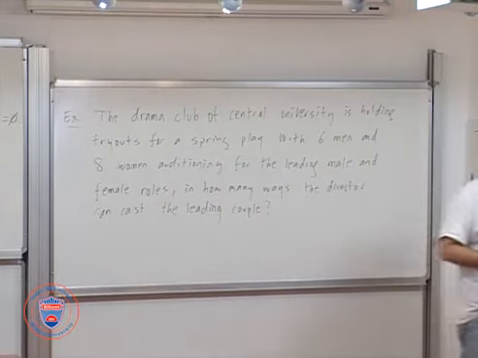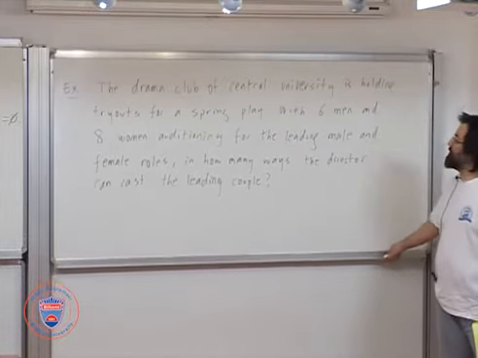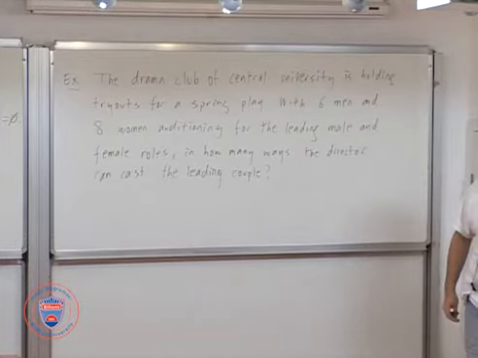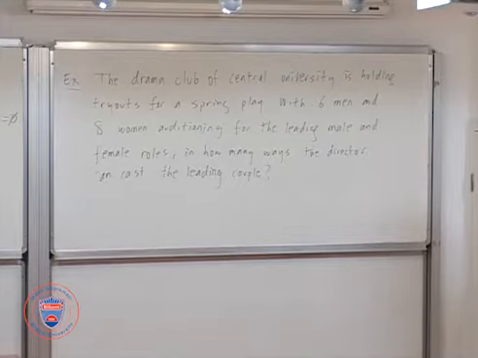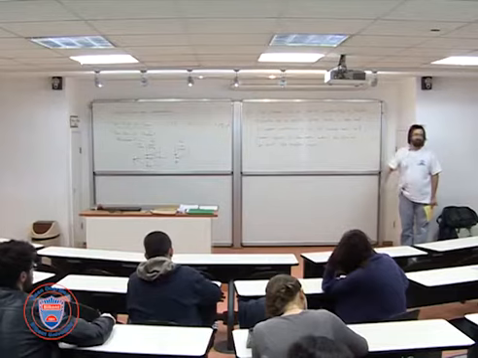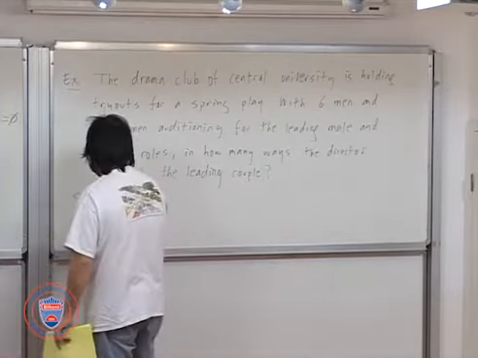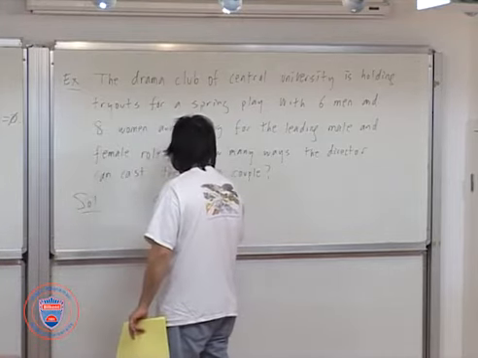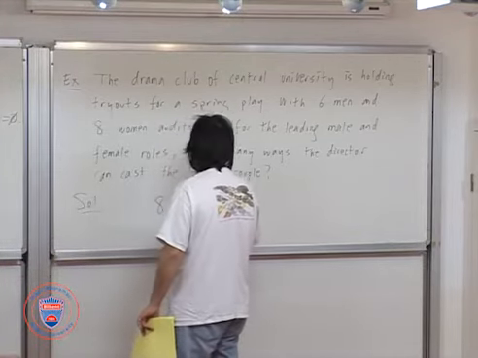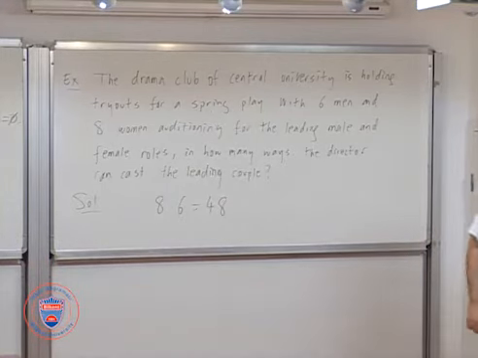So we have 6 men and 8 women, and we need to choose a leading couple, like a male and a female, for the leading roles. In how many ways can this be done? Any answers? 48. So you're saying that the answer will be the product of these things. Okay.